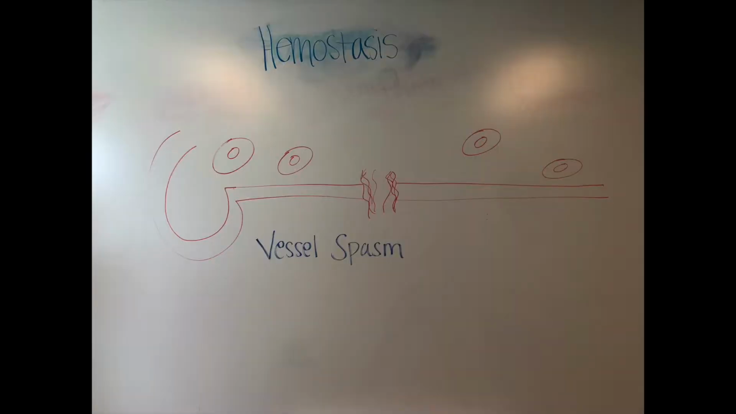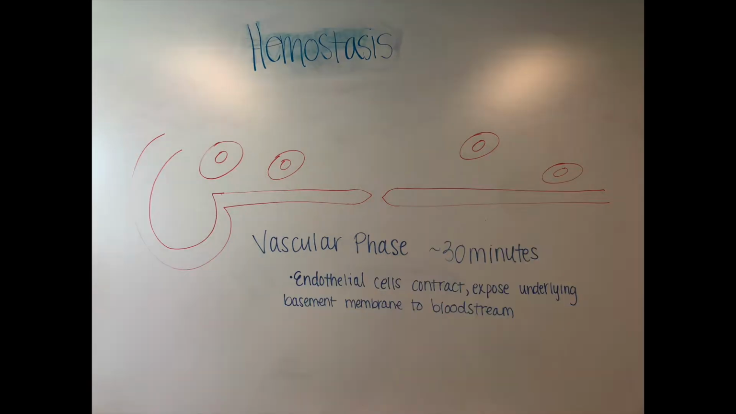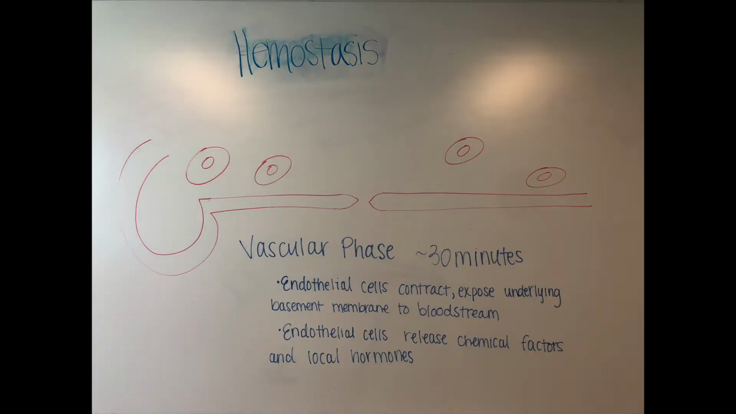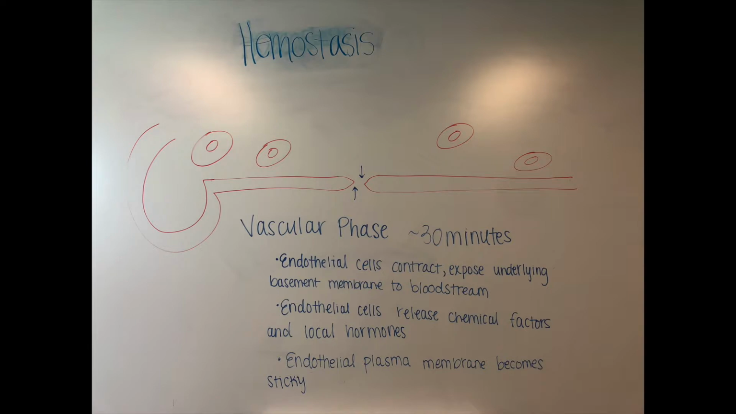The vascular phase lasts about 30 minutes and involves the contraction of the blood vessel called a vascular spasm, which decreases the diameter of the vessel and slows down or completely stops blood loss. Here are some of the changes that happen in the endothelium of the damaged vessel. The endothelial cells contract and expose underlying basement membrane to the bloodstream. The endothelial cells release chemical factors and hormones. The plasma membrane becomes sticky.